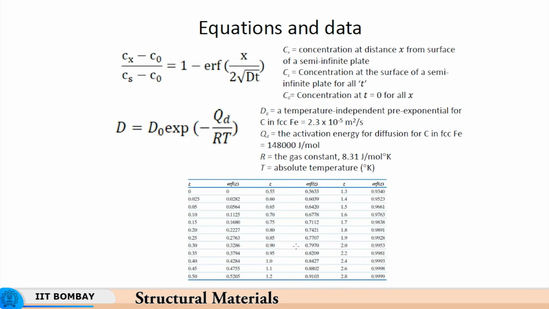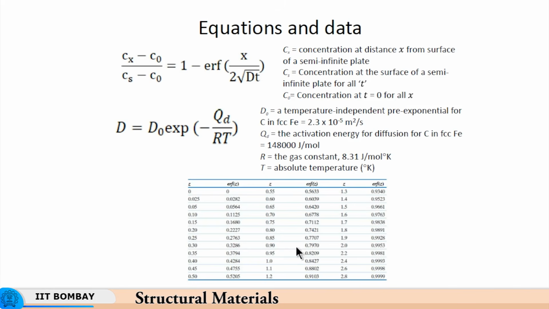So D is the coefficient of diffusion, which is calculable from this equation. D is D0 exponential minus Qd by RT, where Qd is the activation energy for diffusion for carbon in face centered cubic structure, which is 148,000 joule per mole. So that is what is given, Qd. R is the gas constant. So we need to calculate the value of D, the temperature dependent diffusion coefficient. This D0 is the temperature independent pre-exponential for carbon diffusion in FCC, which is given as 2.3 times 10 to the power minus 5 meters square per second.